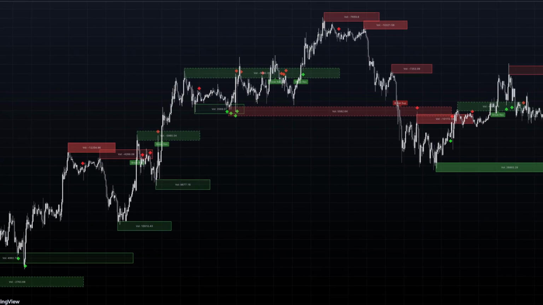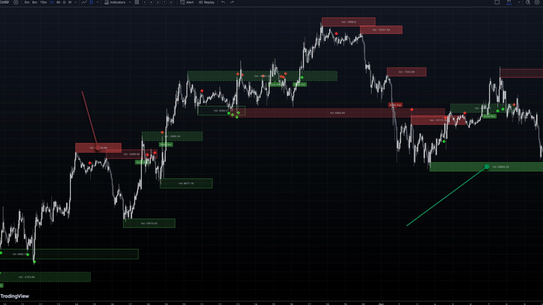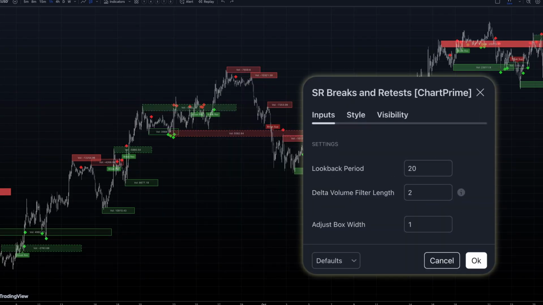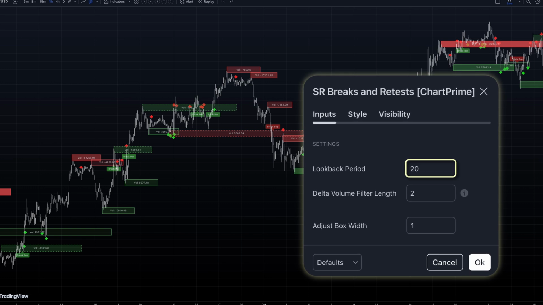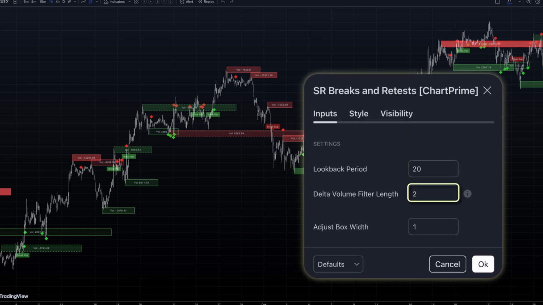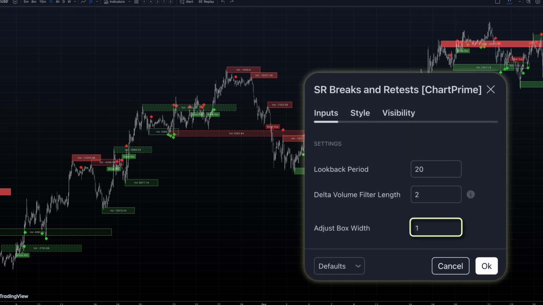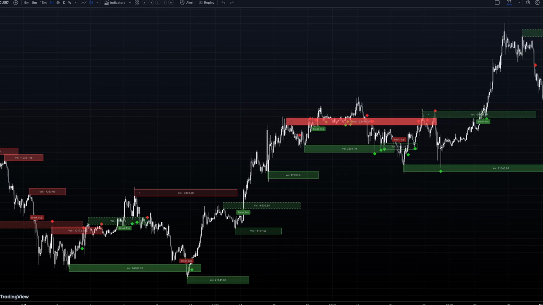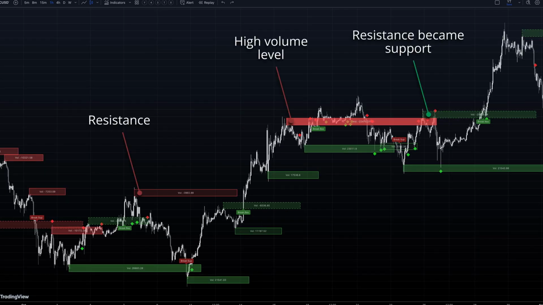Instead of relying solely on price data, it uses a volume-based function to differentiate between high and low volume levels, allowing for a more accurate depiction of critical zones. The tool also adapts dynamically, using adjustable parameters like the lookback period, volume filter length, and box width to cater to different trading styles. The visual representation includes shaded boxes at support and resistance levels, color-coded to reflect volume intensity.